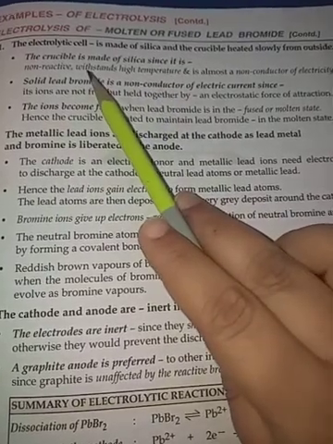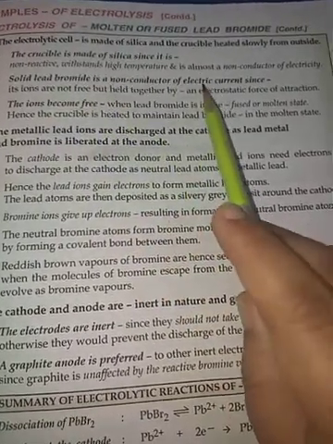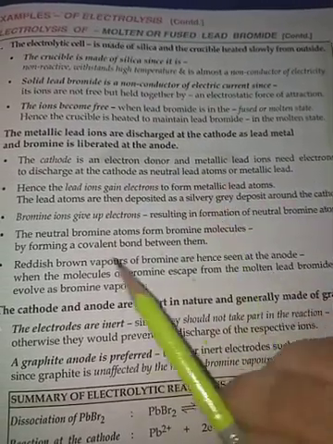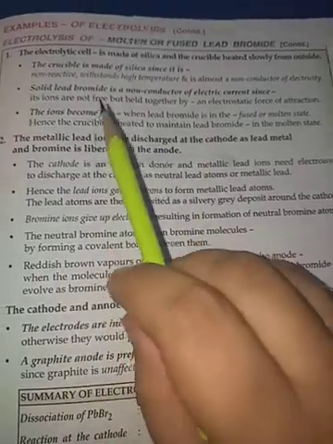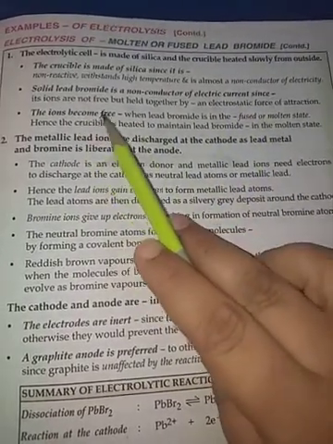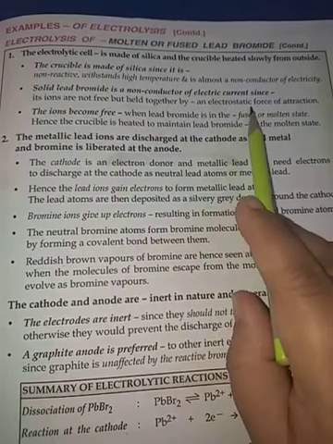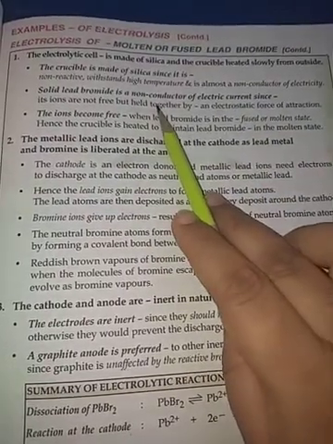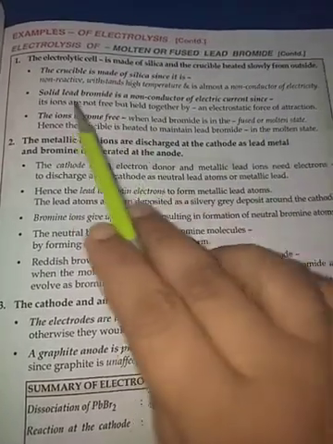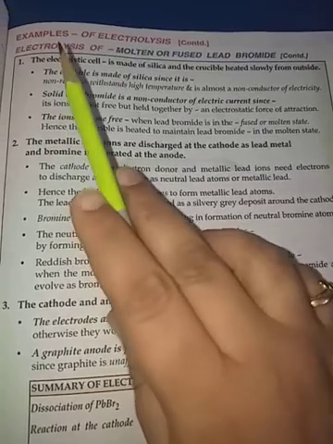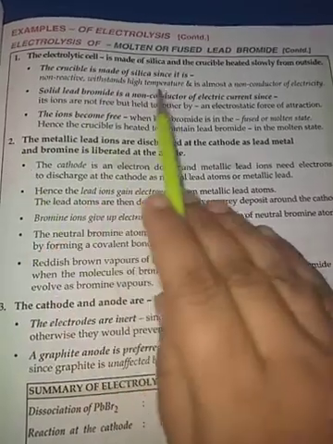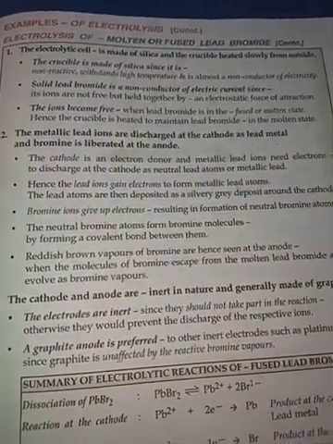That's why the crucible is made up of silica, and it is almost a non-conductor of electricity. No electricity will be conducted in this silica crucible. Solid lead bromide is a non-conductor of electric current since its ions are not free but held together by electrostatic force of attraction. So by itself it is a non-conductor of electric current. If lead bromide is in its solid state, it will not conduct electricity, because at that time the ions will not be free to move.